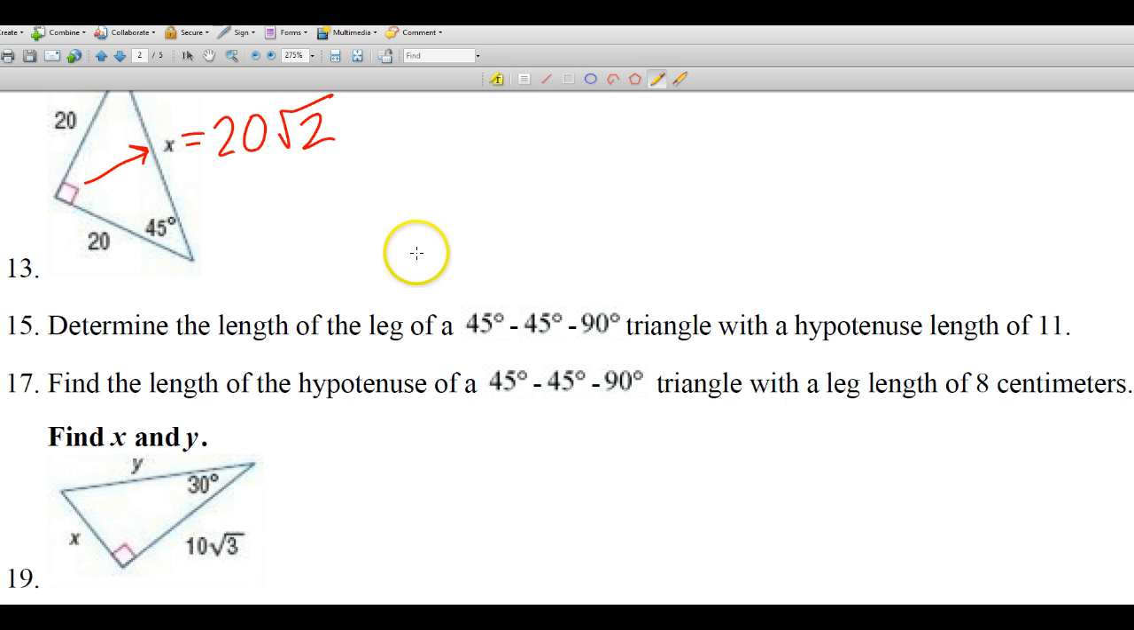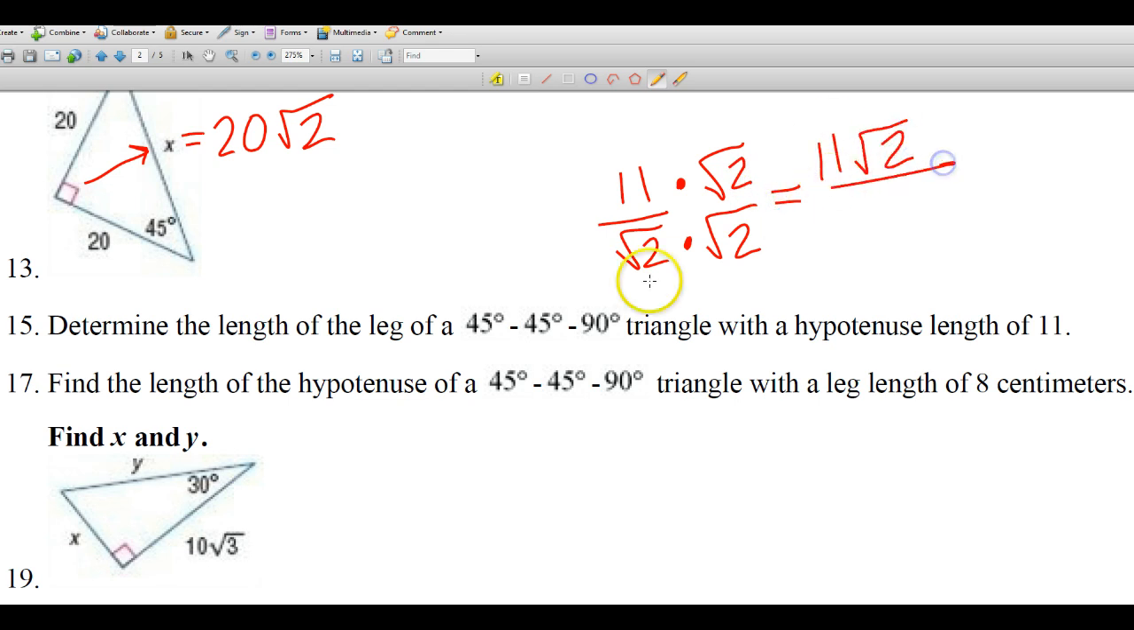For number 15, determine the length of the leg of a 45, 45, 90 triangle with a hypotenuse length of 11. So given the hypotenuse of a 45, 45, 90, to find the leg, you have to divide by the square root of 2. So we'd have 11 over the square root of 2, which we then have to rationalize the denominator. So multiply by square root of 2 over square root of 2. And you get 11 square root of 2, and square root of 2 times square root of 2 is 2. So 11 square root of 2 over 2 would be the leg.